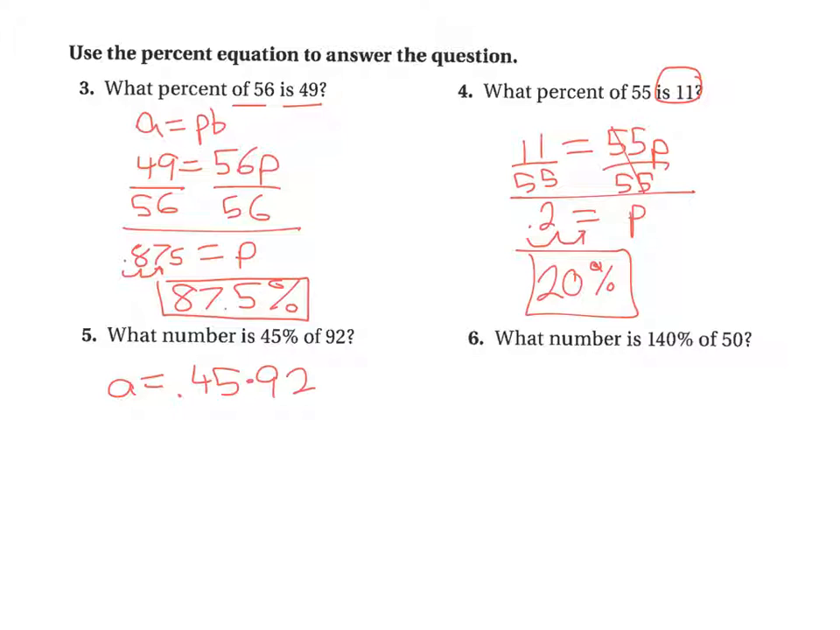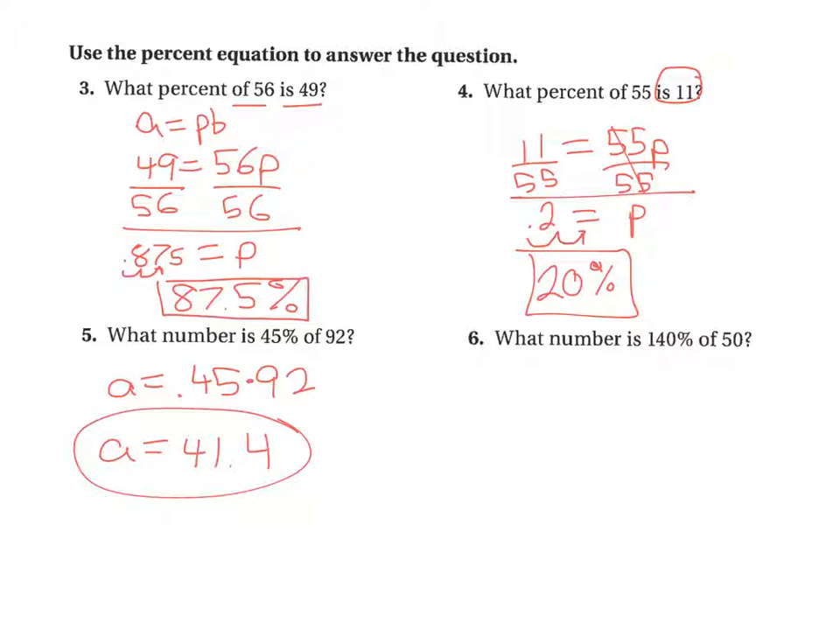Now, in this case, I have a all by itself over on the left side. I don't need to do anything over there. I just need to simplify 0.45 times 92, which gives me 41.4. 41.4 is the answer to this problem. That is the part of the whole of 92.